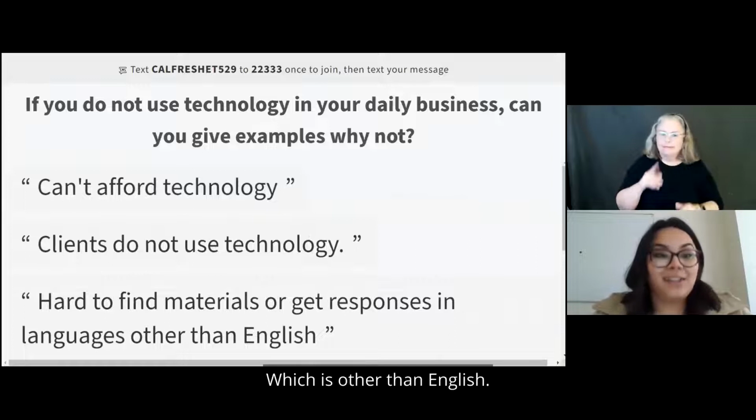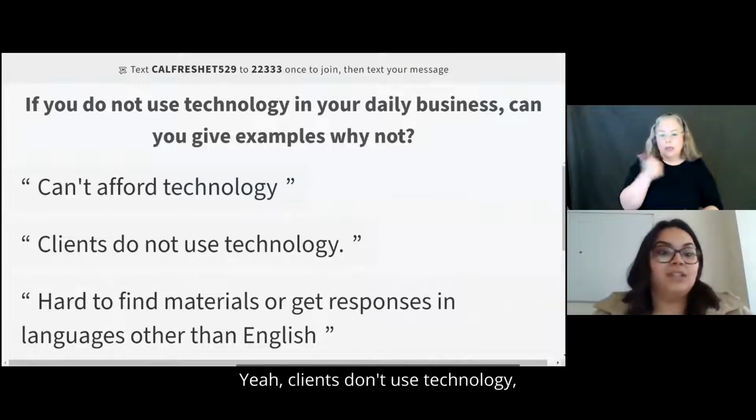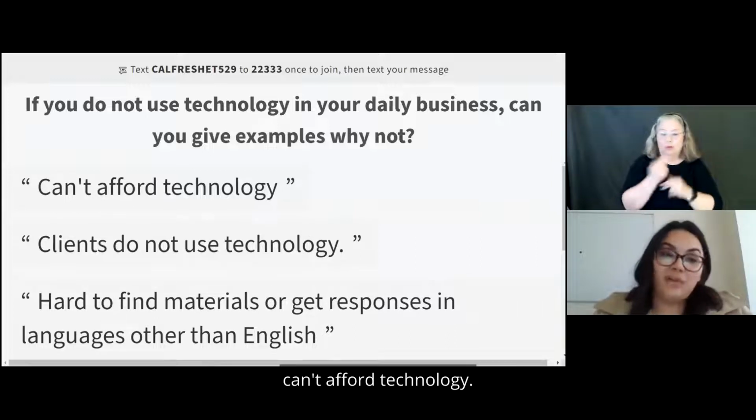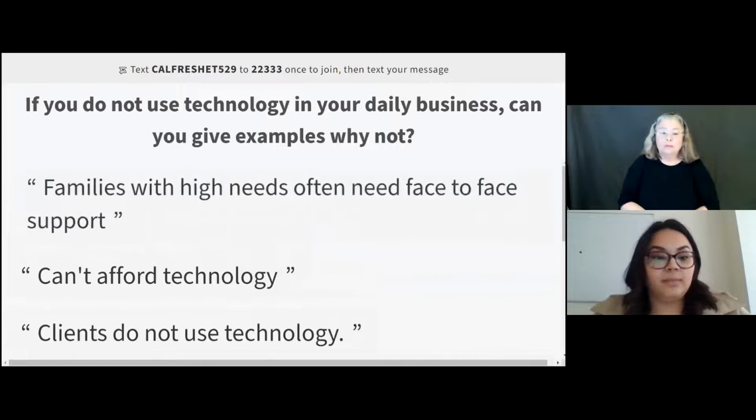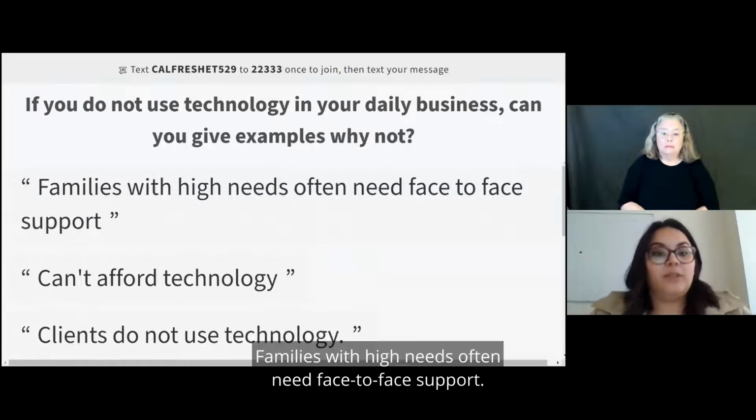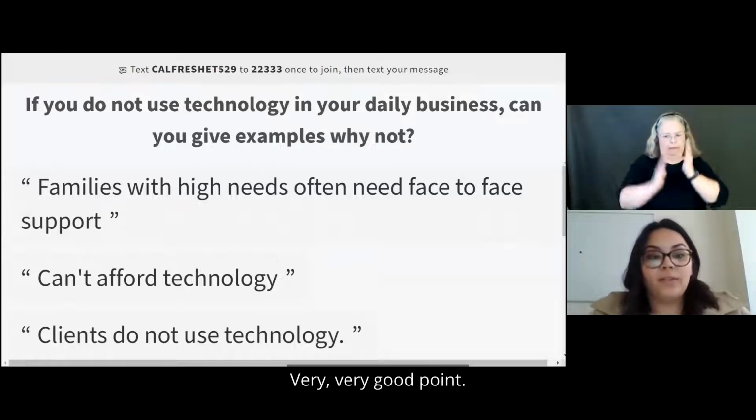Languages other than English. Yeah, clients don't use technology, can't afford technology. Families with high needs often need face-to-face support. Very, very good point.